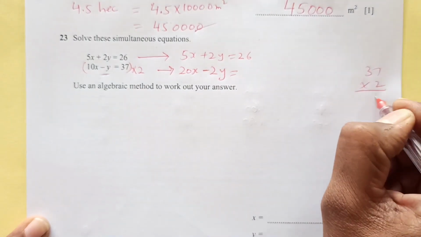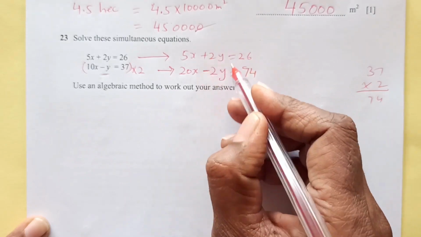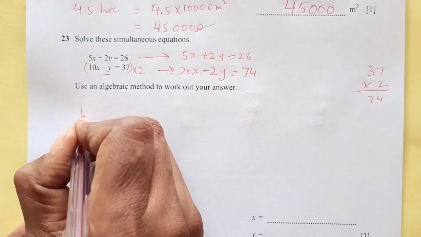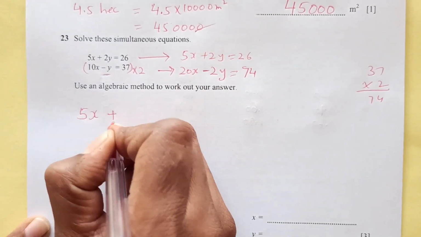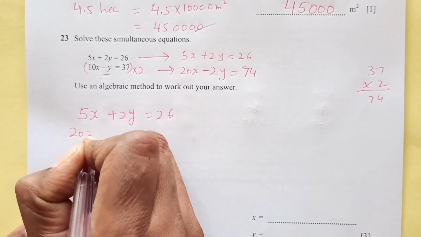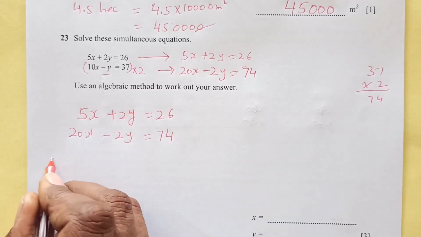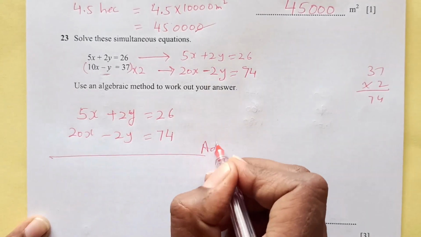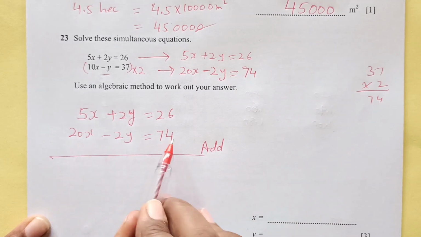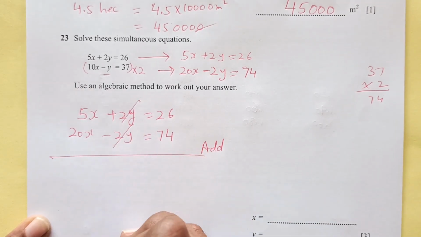37 times 2 is 74, right? You see now this is the same. Let me rewrite this here: 5x plus 2y equals 26, then 20x minus 2y equals 74, right? Now we are going to add these two equations. When you add, there is no change in the sign, so this and this cancel.